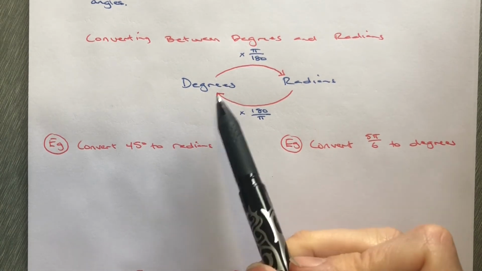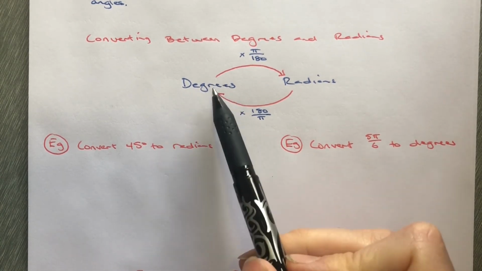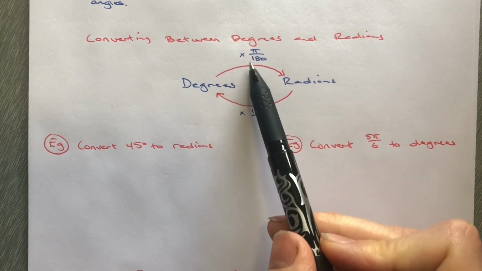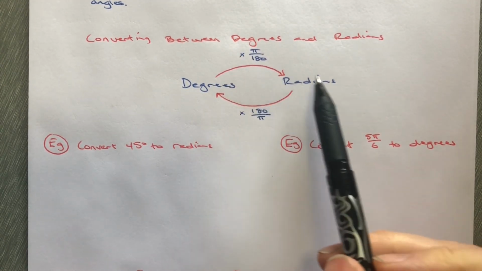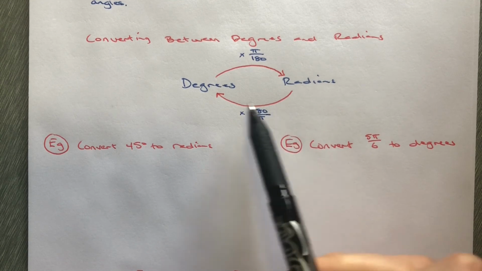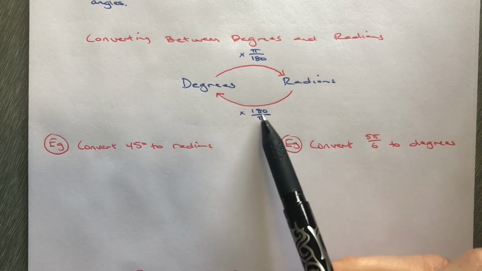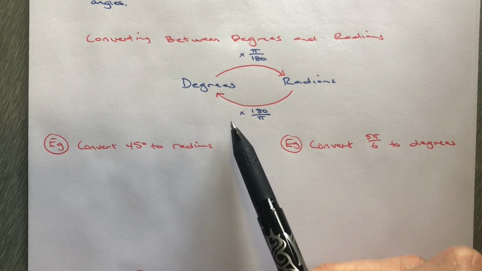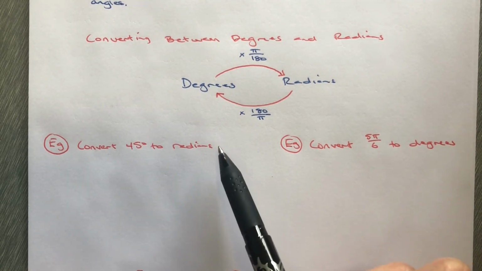But what it's saying is that if you've got a certain measurement in degrees and you want to get it to radians, this is what you need to do to it. So times it by pi on 180. And the same thing, if you have a measurement in radians and you want to get it to degrees, you times it by that there.